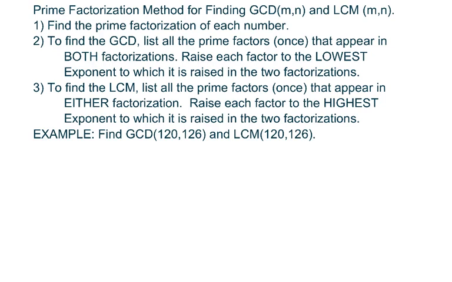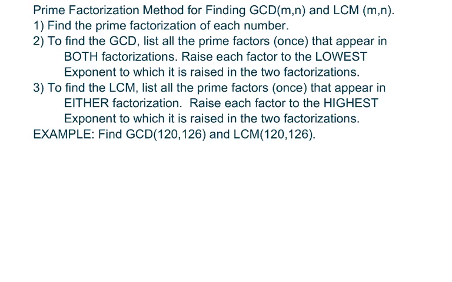To find the greatest common divisor, list all the prime factors once that appear in both factorizations. Raise each factor to the lowest exponent to which it is raised in the two factorizations. To find the least common multiple, list all the prime factors once that appear in either factorization. Raise each factor to the highest exponent to which it is raised in the two factorizations.